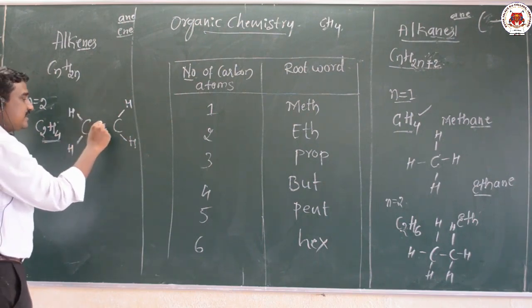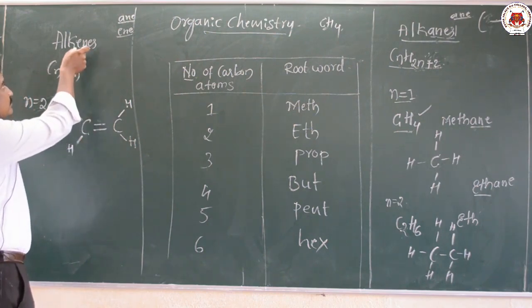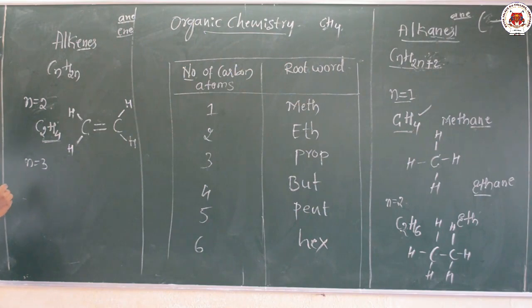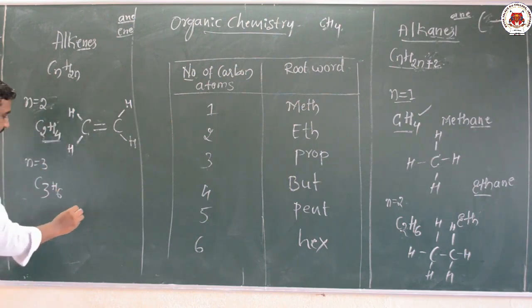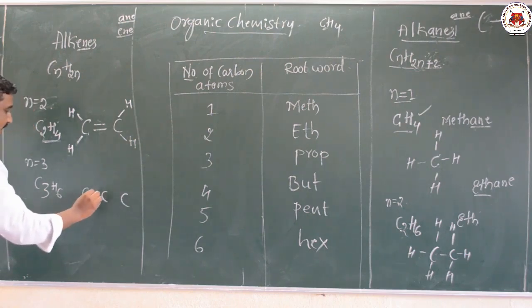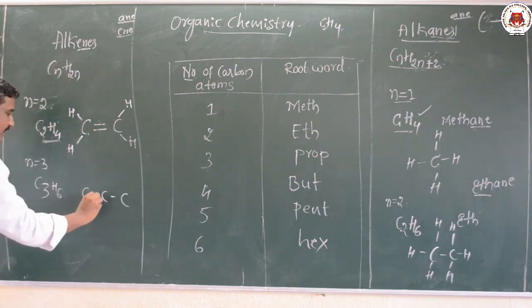So for that reason, due to the presence of a double bond, we are going to use the name ending "ene". Similarly, I will take n equal to 3 as another example. So that is C3 and H 2 into 3, which is 6, C3H6. I will write here the structural formula. First you have to write 3 carbon atoms, and then "ene" means there should be a double bond.